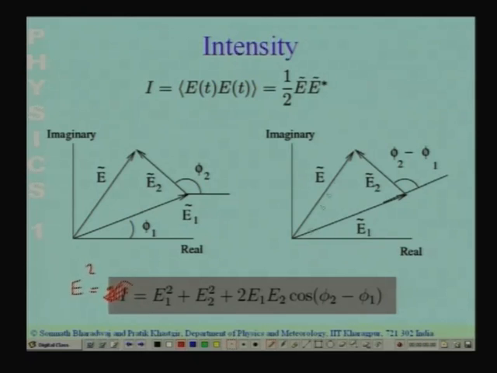So, the length of this resultant phasor is given by the sum of the squares of the individual lengths of the two phasors plus a cross term. What we want to calculate is the square of the length of this phasor. The square of the length of this phasor is the square of the length of this phasor plus the square of the length of this phasor plus twice the length of this phasor into the length of this phasor into the cosine of the phase difference between the two waves. This is a very general expression which we shall use quite often in our discussion of interference.